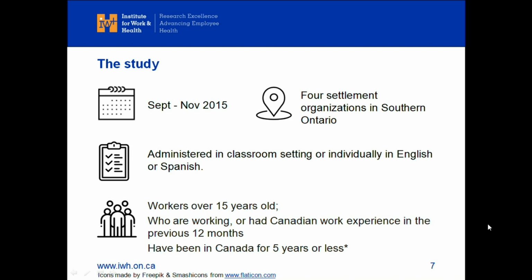We recruited workers who were over 15 years old, who were working in Canada or had Canadian work experience in the previous 12 months. As we'll see later on, not everyone we spoke to was currently employed, which may in fact be what had led them to the settlement agency, but everyone had and could speak to work experience in Canada in the previous 12 months. At first we were looking for people who had been in Canada for 5 or fewer years. Later in the study we relaxed that criteria to include people who had been here for 10 years or less, just to improve our recruitment a little bit.